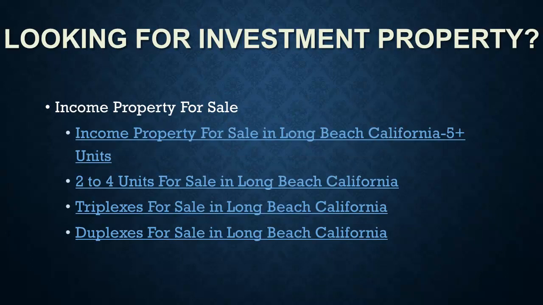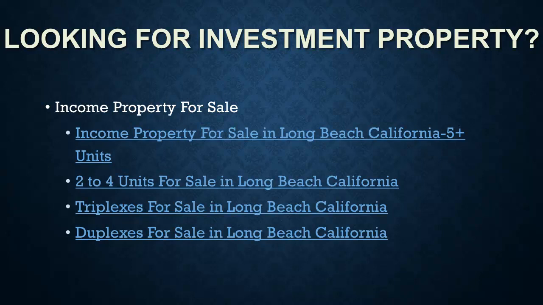She worked with investors too. So here, looking for investment property, she has an income property for sale, and take a look at some of the articles that are listed to that. Income property for sale in Long Beach, 5+ units, 2 to 4 units for sale, triplexes for sale in Long Beach, California, duplexes for sale in Long Beach, California. So what she did was she tied these articles to listings, she tied them to IDX searches, she tied them to trends articles and all kinds of things, and again, they're all interlinking, and that's part of the secret to her success: linking relevant articles.